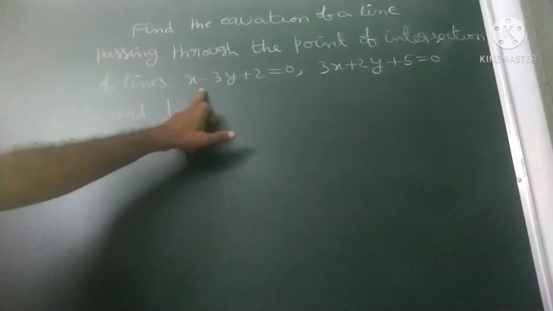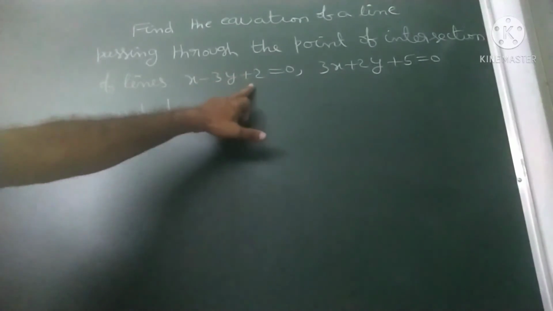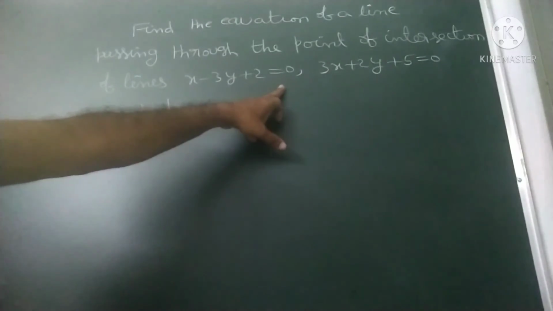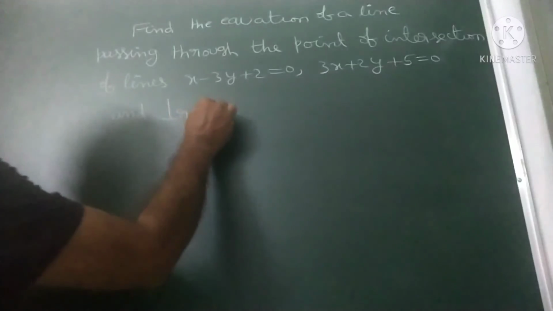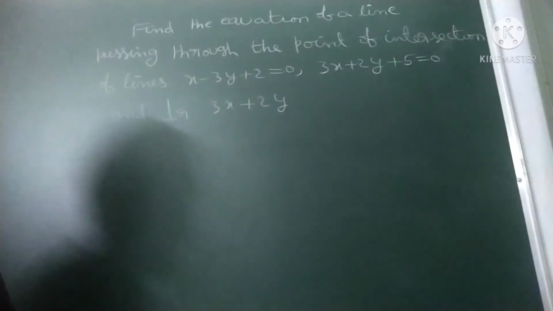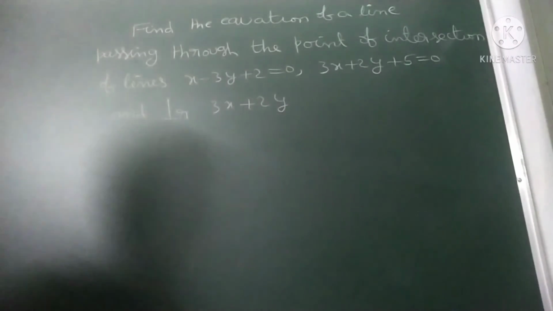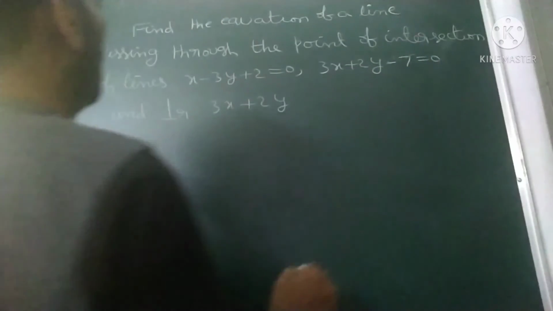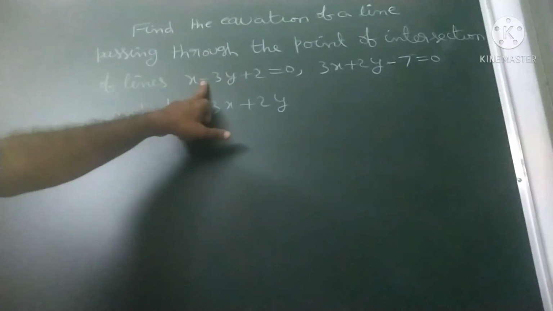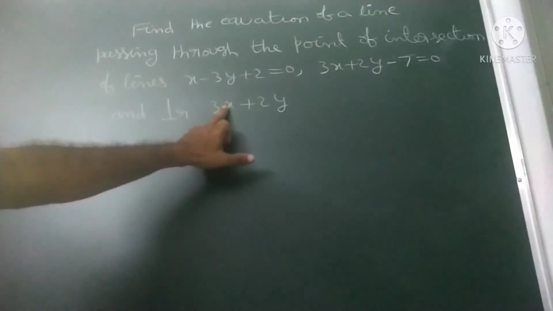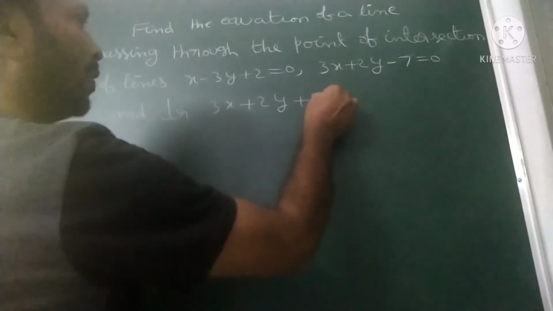Find the equation of the line passing through the point of intersection of x minus 3y plus 2 is equal to 0 and 2x plus 5y minus 7 is equal to 0, and perpendicular to 3x plus 2y plus 5 is equal to 0.